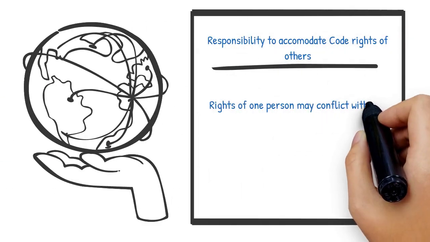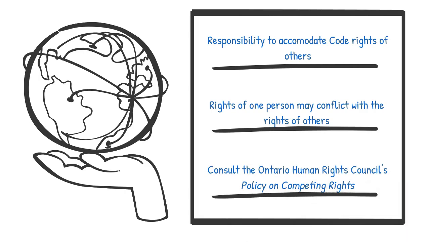Incorporated with the duty to accommodate is the responsibility to also accommodate code rights of others. It must be remembered that the rights of one person may conflict with the rights of others. There are resources you can consult, such as the Ontario Human Rights Council's Policy on Competing Rights. This document provides a step-by-step framework.